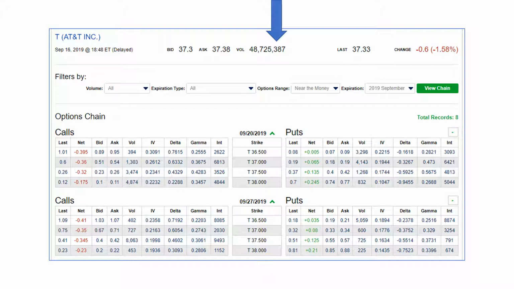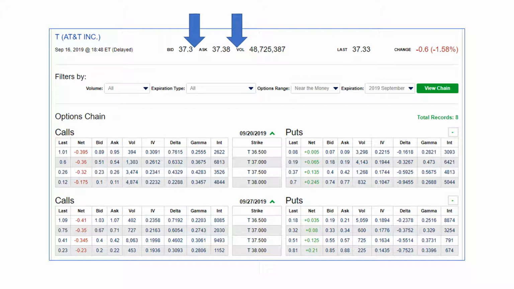Okay, here you can see by the arrow showing you that this particular stock has a volume of over 48 million.